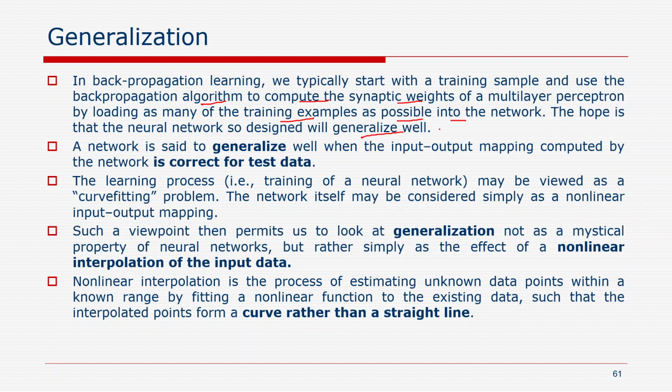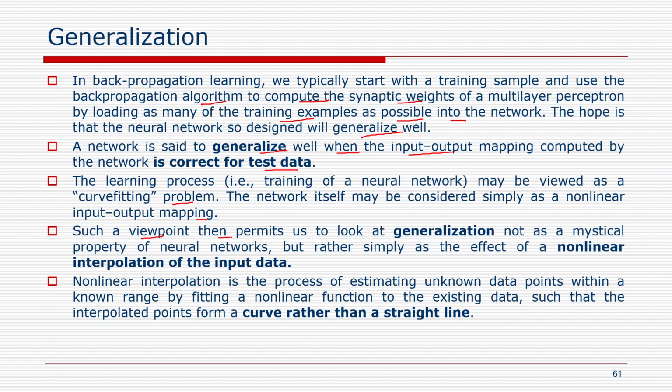That is, we provide the training examples to the multilayer perceptron, assuming that it will generalize well to predict the output. A network is said to generalize well when the input-output mapping computed by the network is correct for the test data. The learning process, that is training of a neural network, may be viewed as a curve fitting problem. The network itself may be considered simply as a non-linear input-output mapping, because we map the input, that is the training data, to the predicted class, and then whatever it has learned, it should use those learned weights to predict the test data.